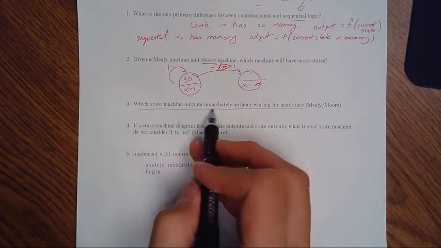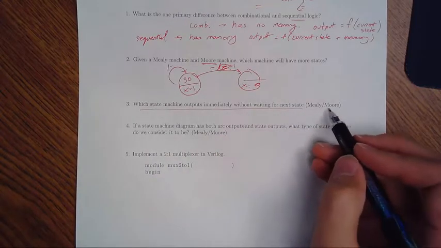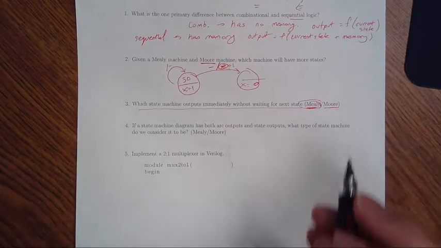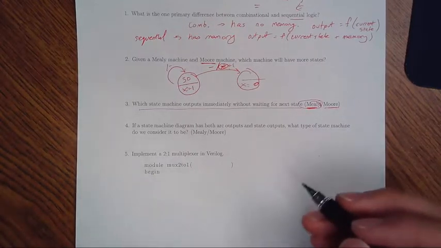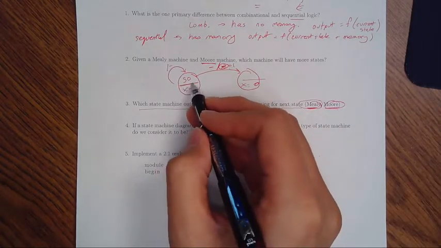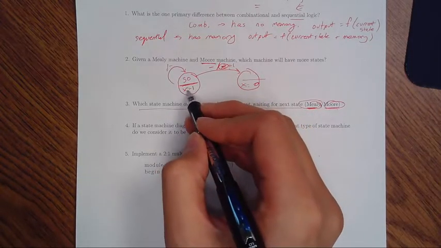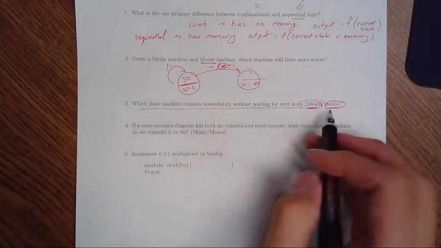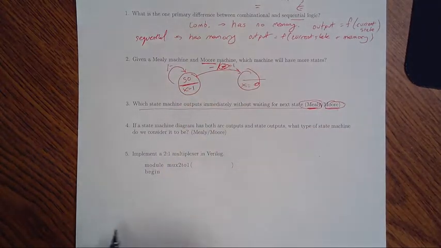Which state machine outputs immediately without waiting for the next state? The answer is the Mealy machine. The Mealy machine outputs without waiting for the next state. In the Moore machine, the output is in the state, so it has to switch states in order to change the output, whereas the Mealy machine can just change it on the arc.